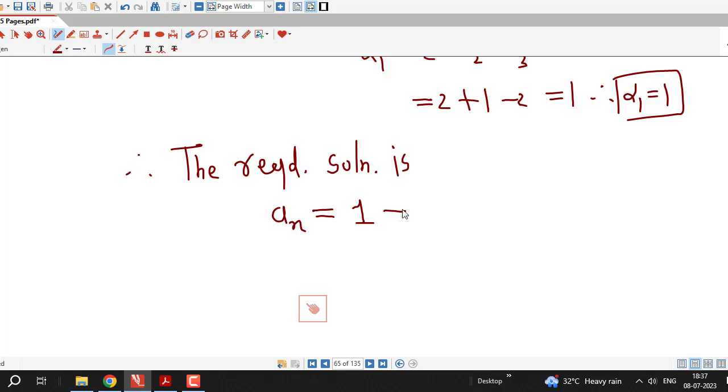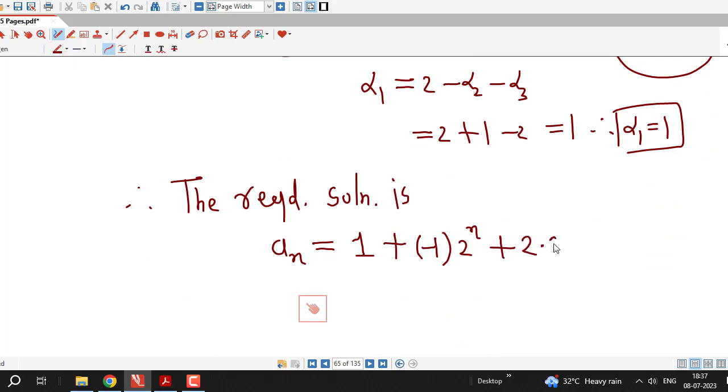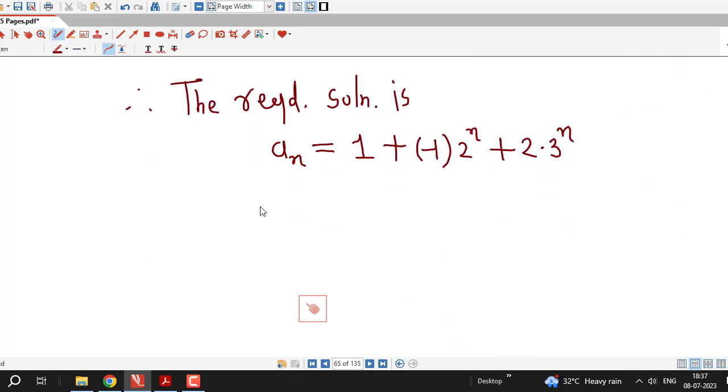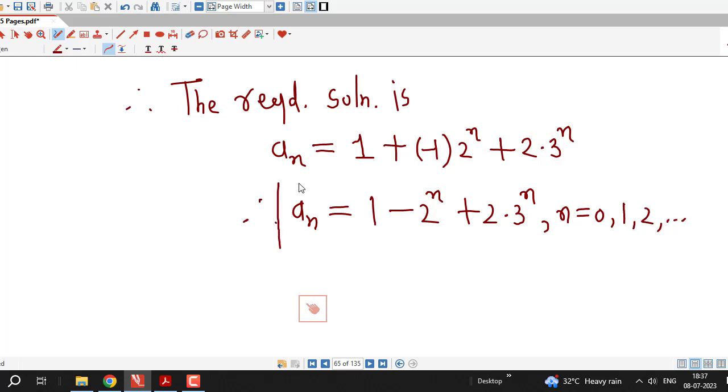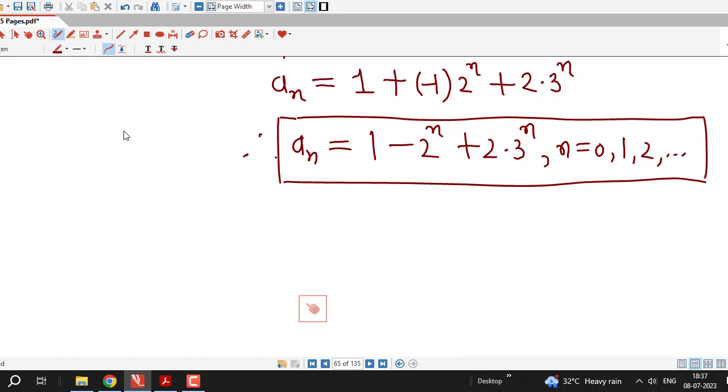Alpha 2 is minus 1, plus alpha 3 into 3 raised to n. Alpha 3 is 2, that is 2 into 3 raised to n, or we can rewrite as a_n equal to 1 minus 2 raised to n plus 2 times 3 raised to n. n takes the values 0, 1, 2 and so on. This is the solution which is required for our question, the solution which satisfies the given recurrence relation as well as the initial conditions.